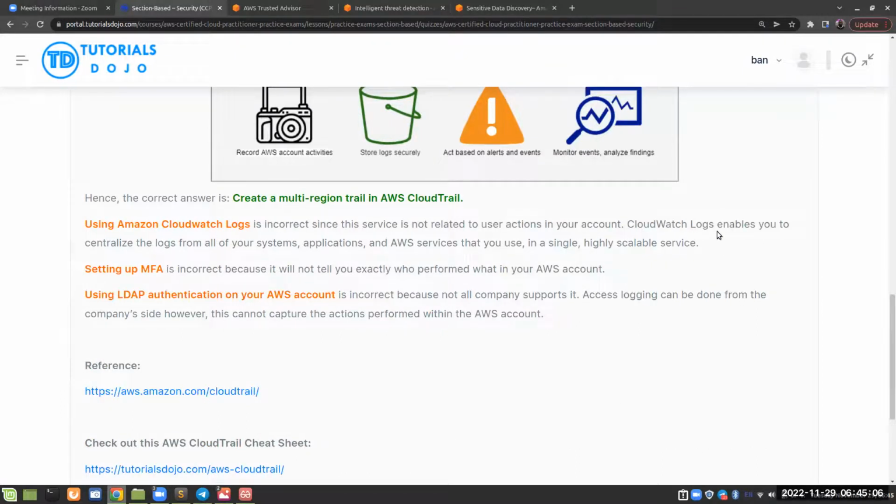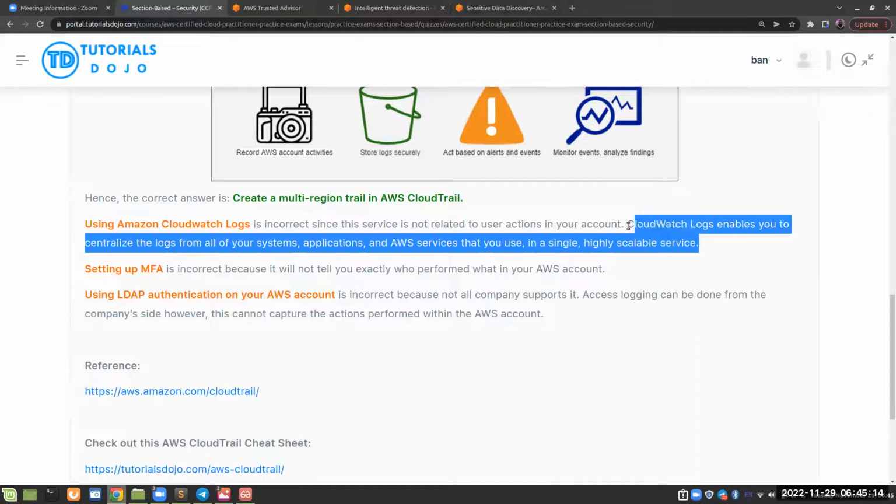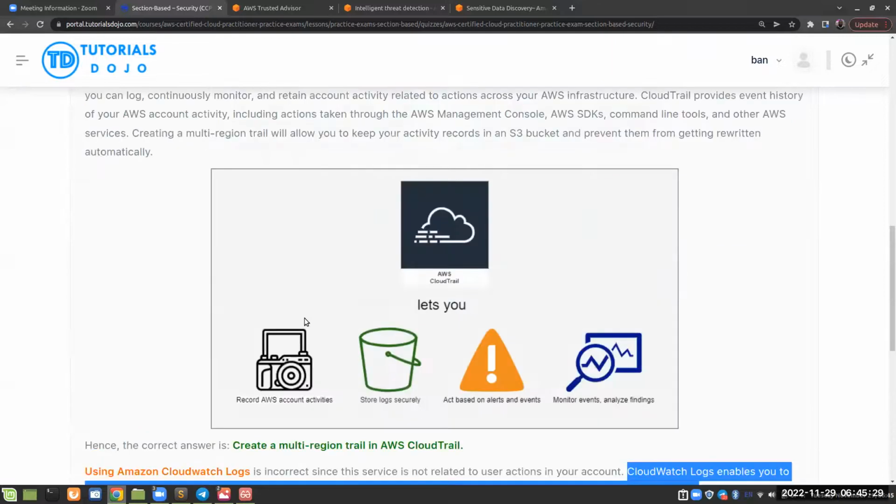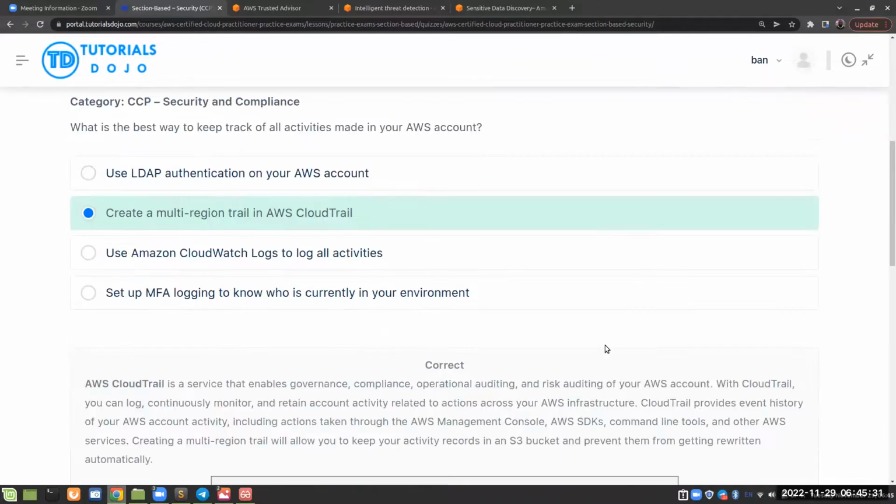So CloudWatch logs enables you to centralize the logs from your systems, applications, and services that you use in a single highly scalable service. It cannot log everything, it's completely a different logging service. We know what MFA is, multi-factor authentication, right? LDAP is something else. So yeah, CloudTrail is the right answer.